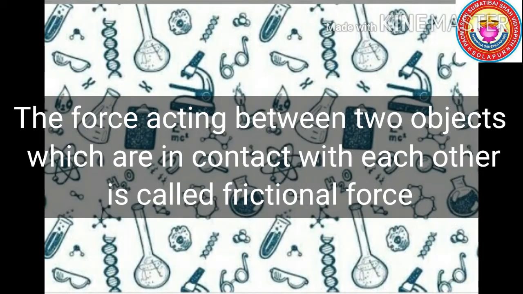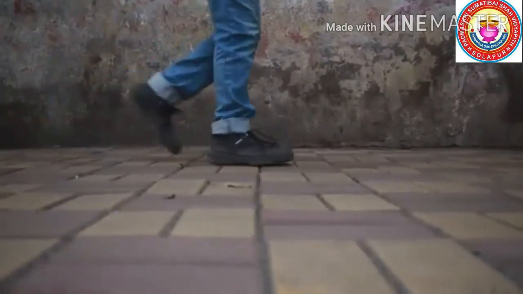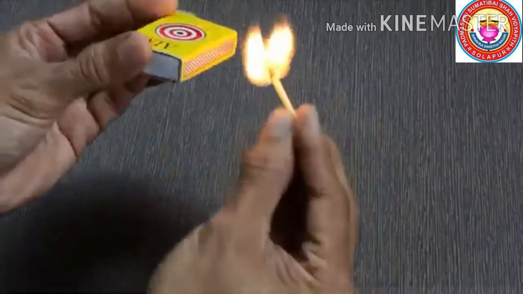Now, we'll study about friction. The force acting between two objects which are in contact is called frictional force. Frictional force is very essential while writing, while walking and firing a matchstick. So it is very essential.